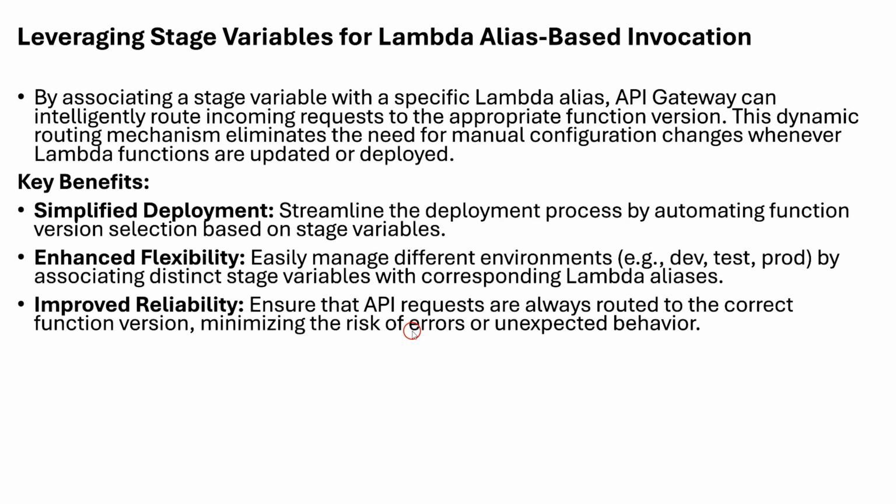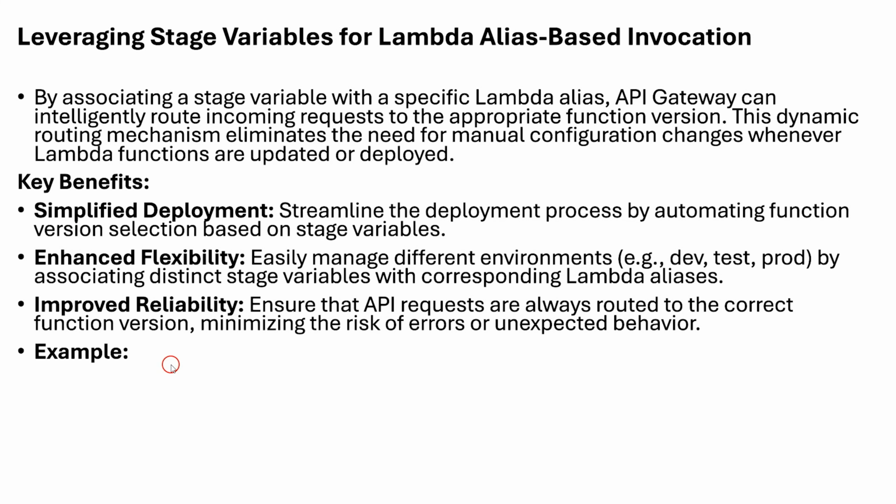And the third one is improved reliability. So definitely we are reliable, right? We can ensure that API requests are always correctly routed to the function version. So whatever function version we expect to route to, this API request will always route to that function version, because we are passing proper aliases and each alias points to the proper version. So that we can minimize the risk of errors or unexpected behavior. So these are the three key benefits you can remember, right? Simplified deployment, enhanced flexibility, and also improved reliability.